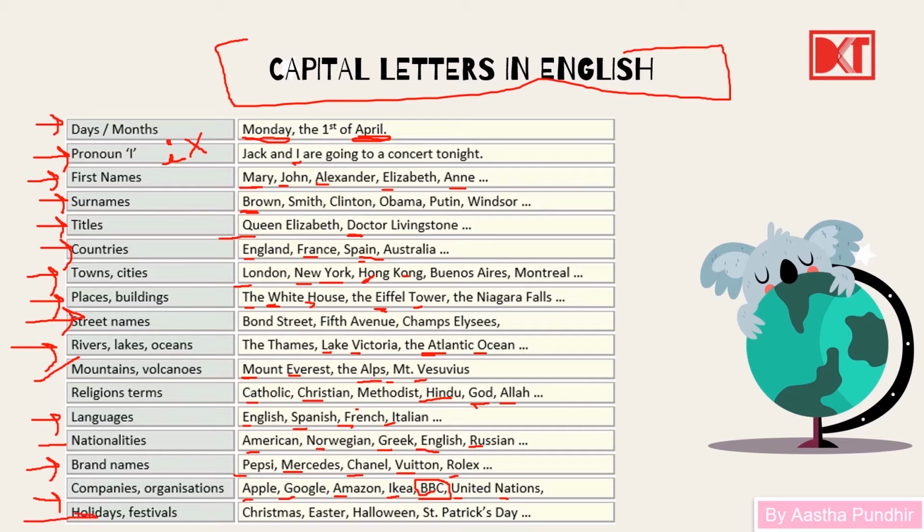Holidays and festivals, Christmas, Easter, Halloween, all these. So you see capital letters in English are also a very important part of punctuation. You have to remember where you have to make the first letter of that particular word capital. Alright, let's move on now.